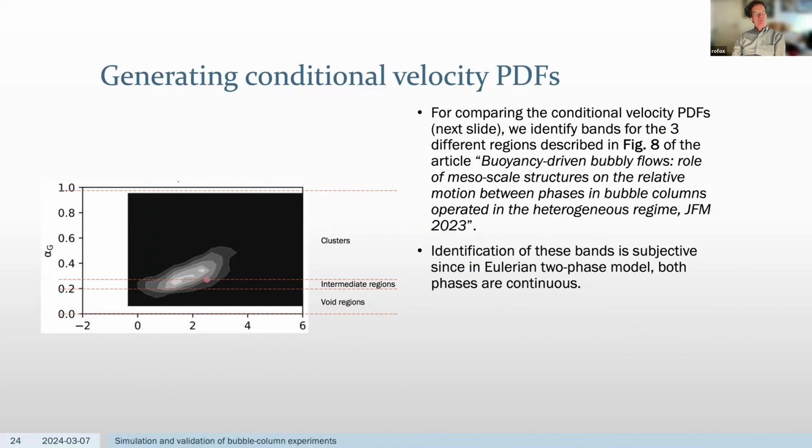So in our data, of course, we have data for all of the values, because we have continuous distributions, and so we need to basically identify what we're going to call clusters, what we call the intermediate region, and what we call the void region. So it's a bit subjective, in the sense that you can make small changes, but in general, it's not too sensitive to where you cut off for the intermediate regions and the void regions and what you call clusters. So we did that, trying to follow what they did in their paper.